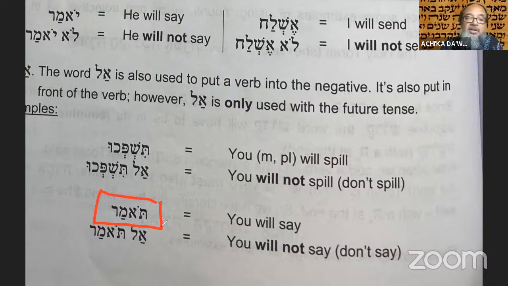The tav. Yes. And where's the tav at? Is it in the front, the middle, or the end? Front. If it's in the front, it's in the what? Past, present, and future. Future. So it's not just you, it's you will.